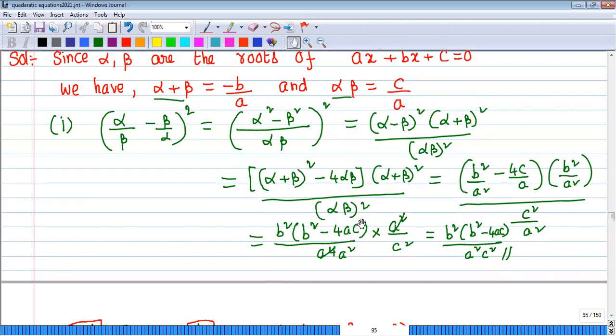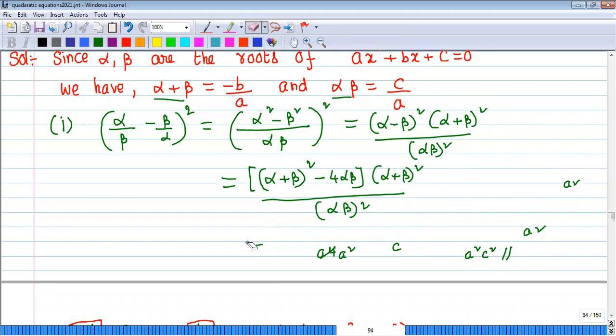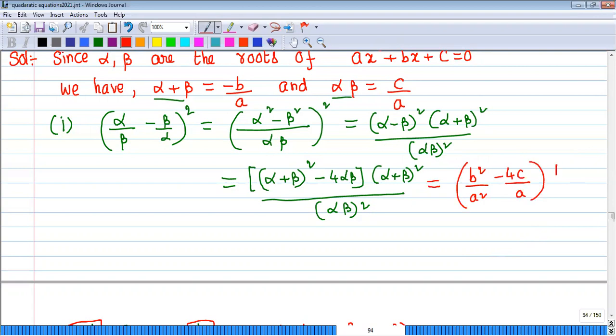Yes. Wait, I will do it once again. Up to this step is correct. You check the steps, right? Alpha plus beta whole square, b square by a square minus 4c by a. This is b square upon a square upon alpha beta whole square, c square by a square. Correct?